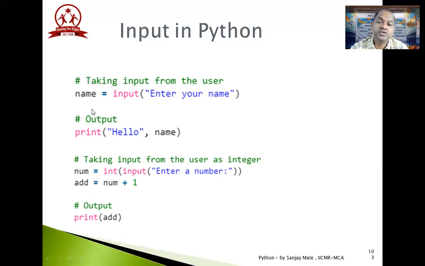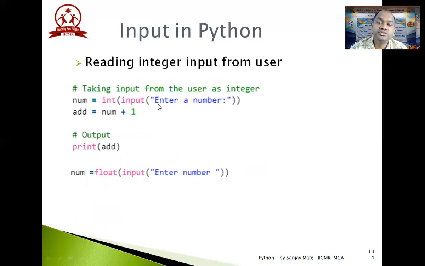Now this is a string, but I want to accept numbers or float values from the user. How can I do that? If I want to accept an integer, I write input "Enter number", which takes a string, and I cast that string with int and store it into num. Whatever number the user enters is converted into int by casting and stored in num. Then I write add is equal to num plus 1, adding one to the value and printing it. Then it will give you the correct answer.